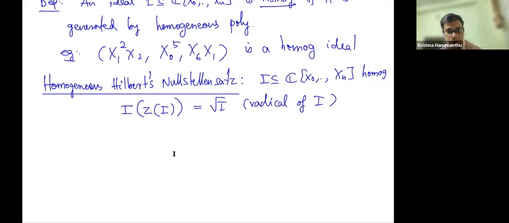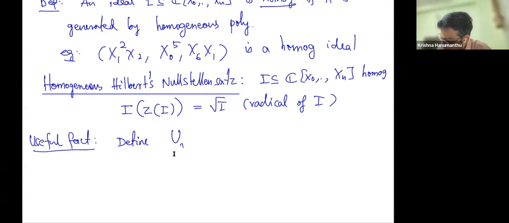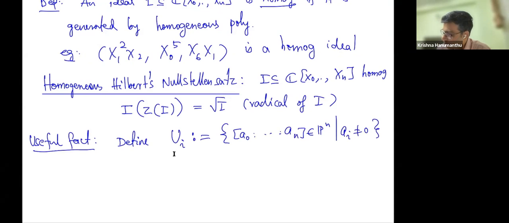One useful fact, let me say. So we can define U_i to be all points inside projective space where the ith coordinate is non-zero. Okay, so U_i is all points where the ith coordinate is non-zero.